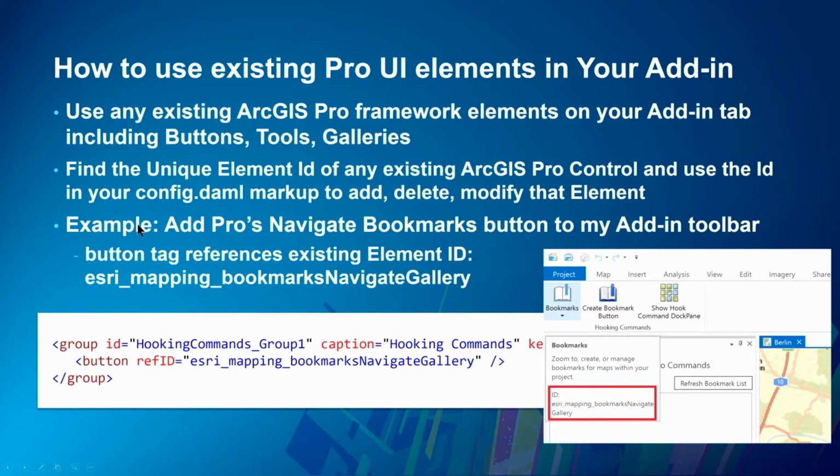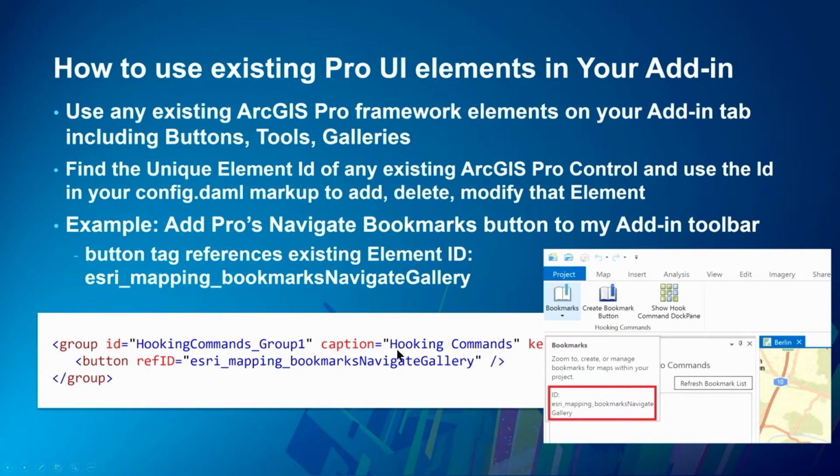So next we have a little example down here. In this example, we add Pro's Navigate Bookmarks button to my own add-in toolbar. The syntax for that would be, I have a button tag that references the existing element ID. The element ID is esri_mapping_bookmarks_navigate_gallery. Well, there's a mouthful.